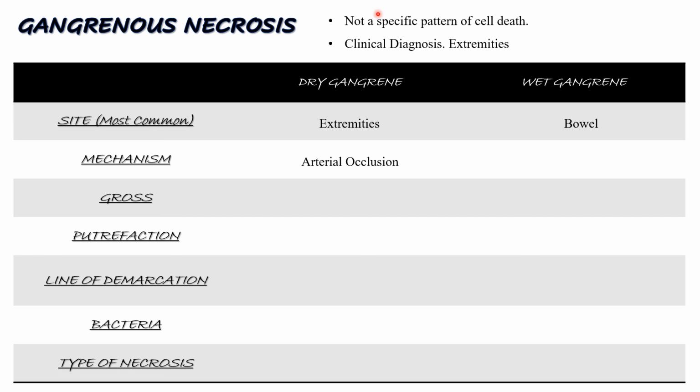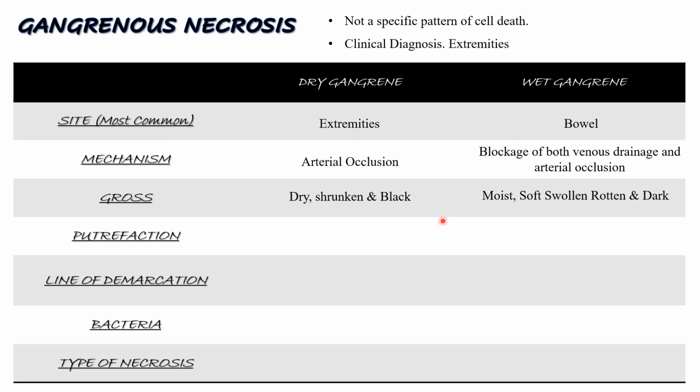What is the mechanism? Dry gangrene occurs because of arterial occlusion, whereas wet gangrene occurs because there is blockage of venous drainage and there is arterial occlusion both. So, grossly, in dry gangrene, the organ will appear dry, shrunken, and black, whereas in wet gangrene, it will be swollen, rotten, and very soft. Putrefaction in dry gangrene will be limited, whereas in wet gangrene it will be very much, because the organ is stuffed with blood as the venous drainage is blocked, so the venous blood is accumulating in the organ, and therefore there will be a lot of putrefaction in wet gangrene and not in dry gangrene.